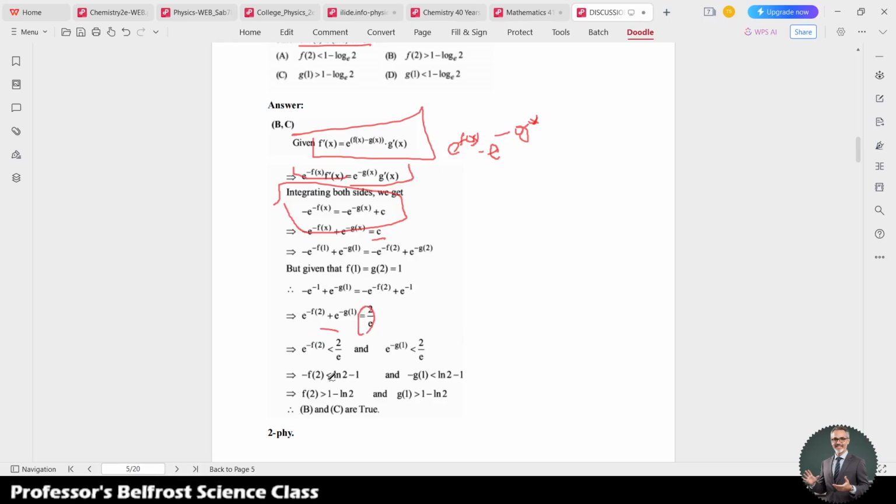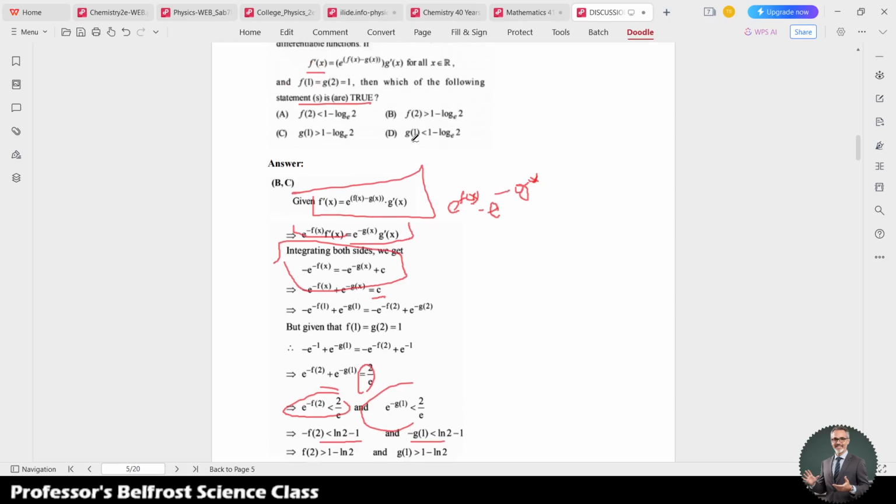So −f(2) is just, yeah, you need to take ln on both sides. So ln of e^(−f(2)), ln 2 over e, it means that ln 2 minus ln e. ln e is 1, okay? And also you can obtain this form from the right one, okay? Left one, right one, and then you just need to switch sign. f(2) is greater than 1 minus ln 2, and g(1) is greater than 1 minus ln 2. So option B and C are both true.